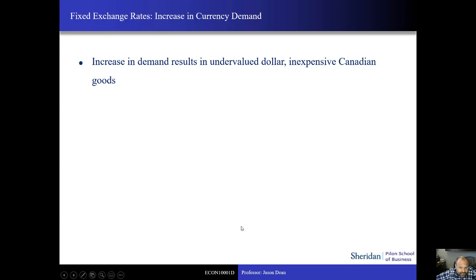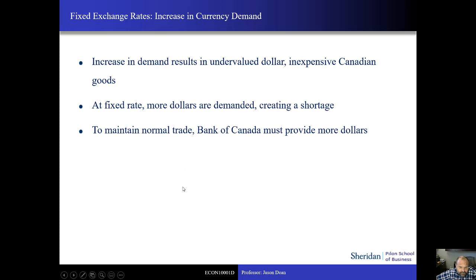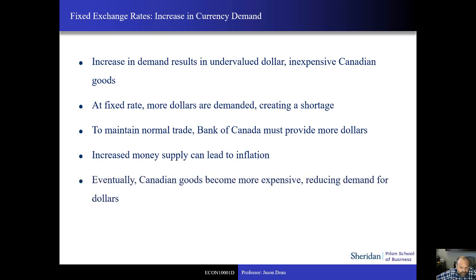So an increase in the demand, as we saw, would result in an undervalued dollar and inexpensive Canadian goods. At a fixed rate, more dollars are demanded, which would create a shortage. And to maintain normal trade at that fixed exchange rate level, the Bank of Canada must provide more dollars. And so it would end up having to increase the money supply. Like I said, they would need to create money in order to buy the foreign currency in order to prevent the exchange rate from increasing. And that could potentially lead to inflation. And so eventually Canadian goods would become more expensive, and that would reduce the demand for dollars.